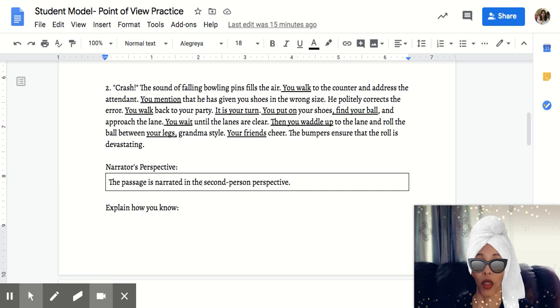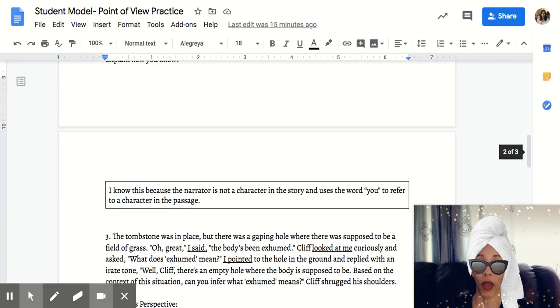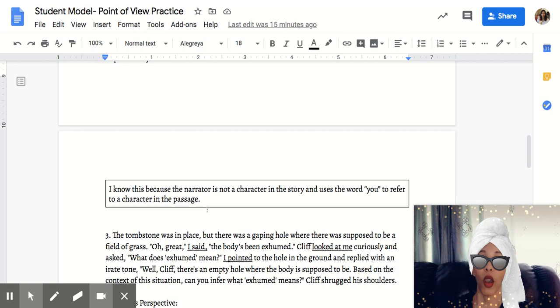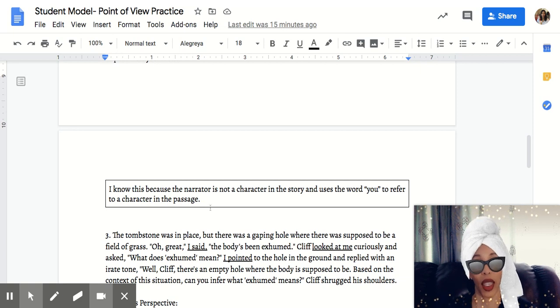Again, the passage is narrated in the second person perspective. This is her explanation. Ooh, I give you a hint, it's a female. I know this because the narrator is not a character in the story and uses the word you to refer to a character in the passage.